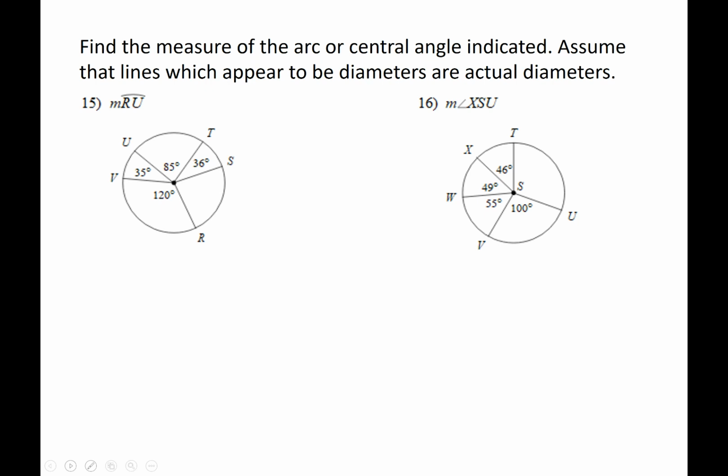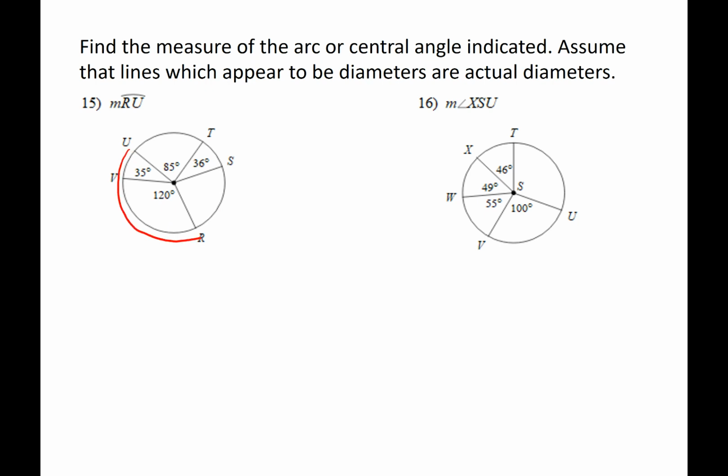Find the measure of the arc or central angle indicated. Assume that lines which appear to be diameters are actual diameters. So if it looks like it is, it is. These two don't look like they have any diameters. All right, so we are supposed to be finding RU, which is this one right here. So this is what we're looking for, RU.